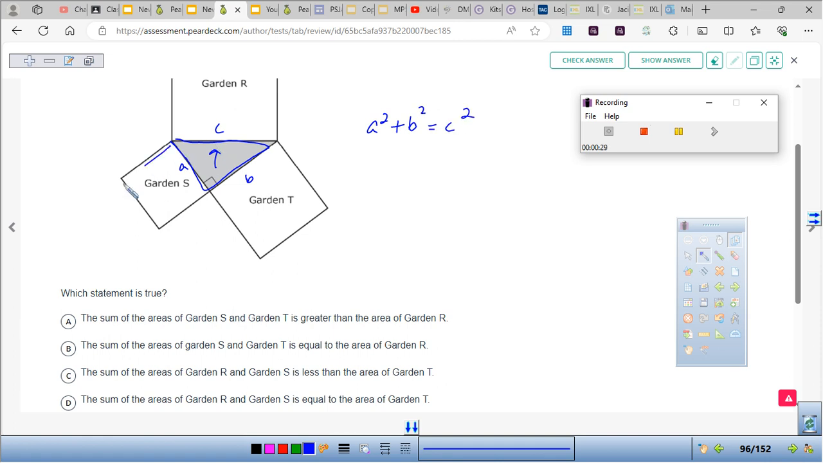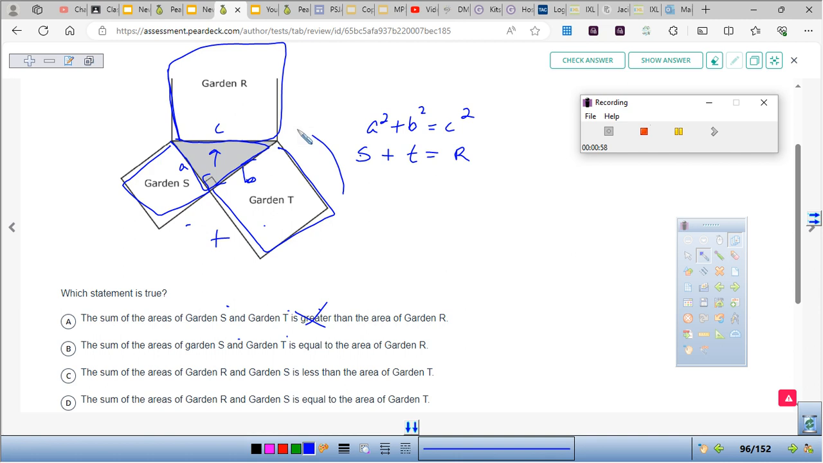And A squared is this whole thing, which happens to be garden S. So S plus, sorry, horrible S. And this is your B, and that has to be B squared. B squared is this whole part here, which is garden T, equals R, which is C squared. So it's the whole C squared. So S and T is greater? No. S and T, the two small ones, add up to give you that one.